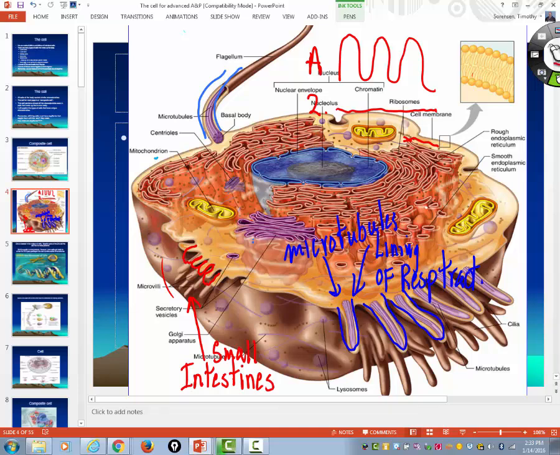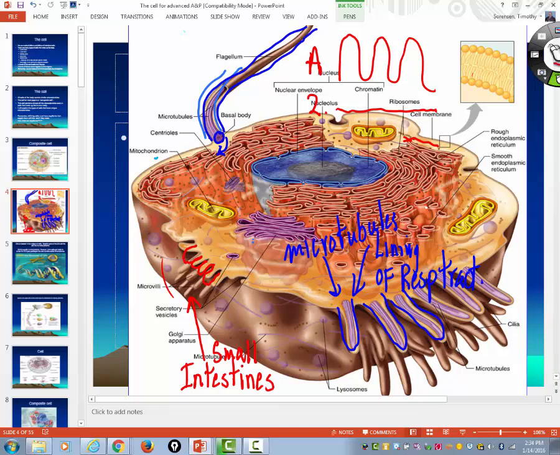Now, you have an extension of a cell that can actually move. It has rotary action. That's the flagellum, and you find that in sperm. And the core of the flagellum is made up of microtubules that are arranged in a cylinder. And these microtubules will actually rotate. And that rotation of the microtubules is what causes the whipping action of the flagellum to propel the sperm.